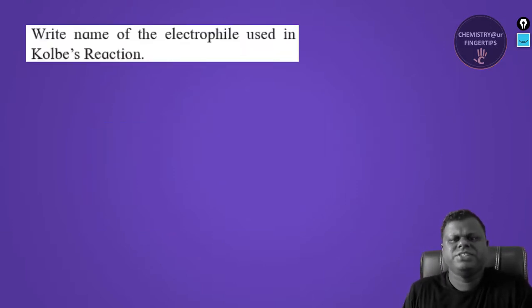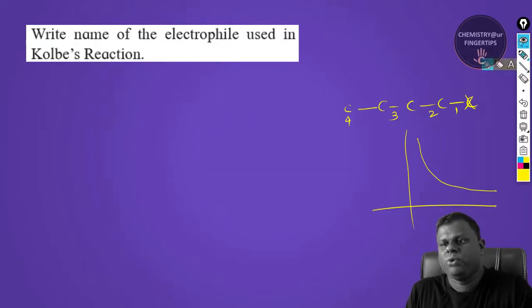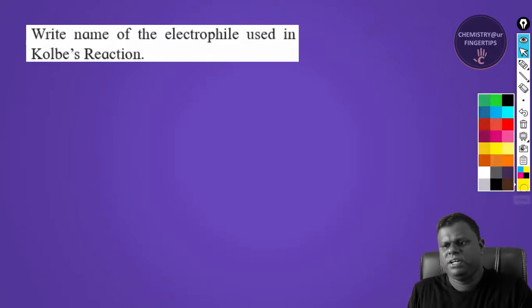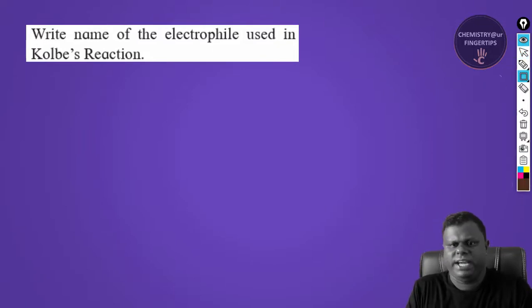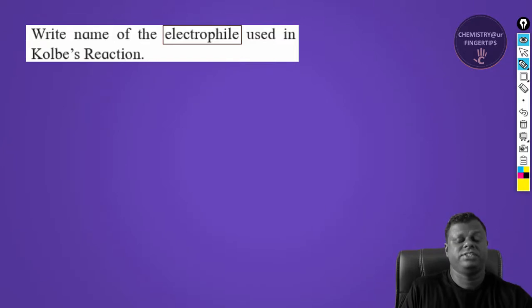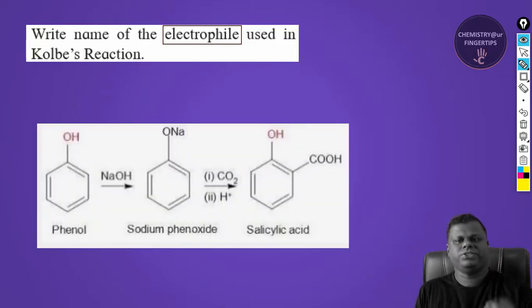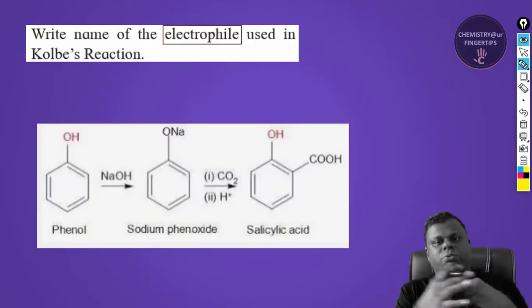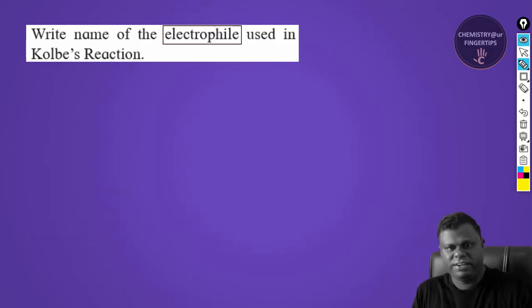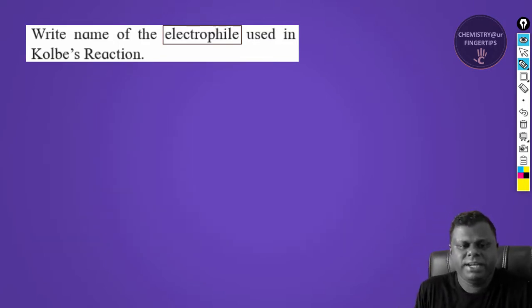Now, the first question says, write the name of the electrophile in this particular reaction, that is Kolbe's reaction, or Kolbe's reaction, whatever you pronounce it. Let's begin understanding what Kolbe's reaction is. This is a one mark question, so you don't need to explain too much, you just need to understand what exactly the electrophile is. But I have to explain each and everything.